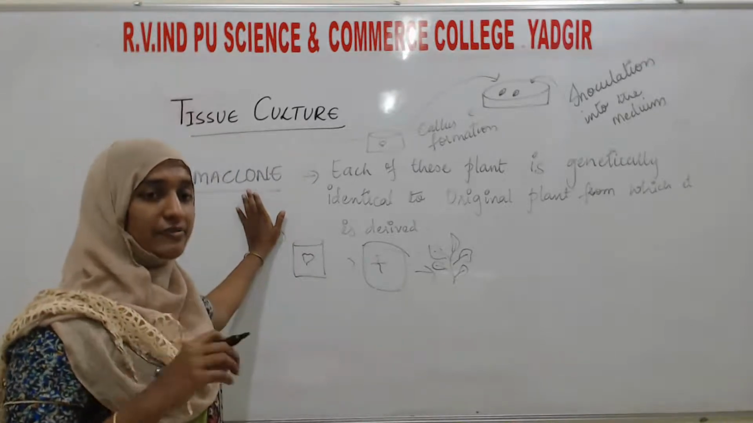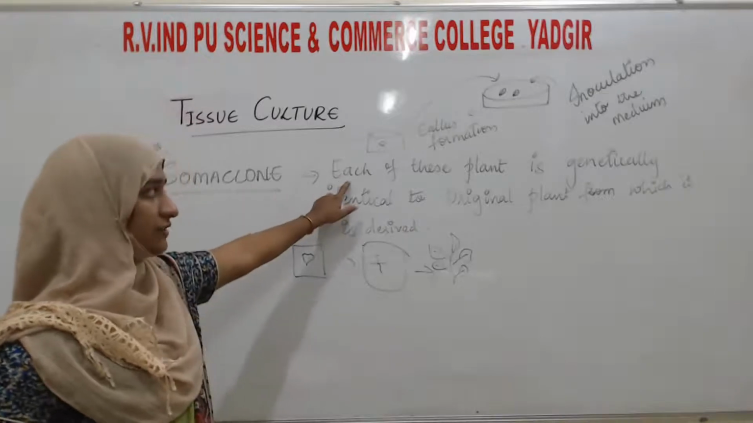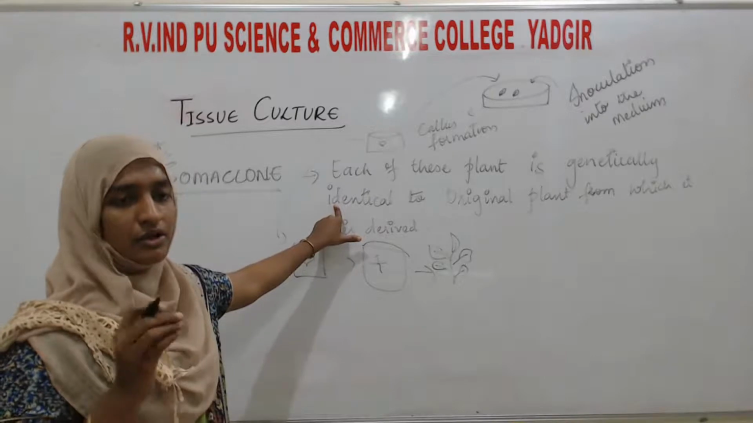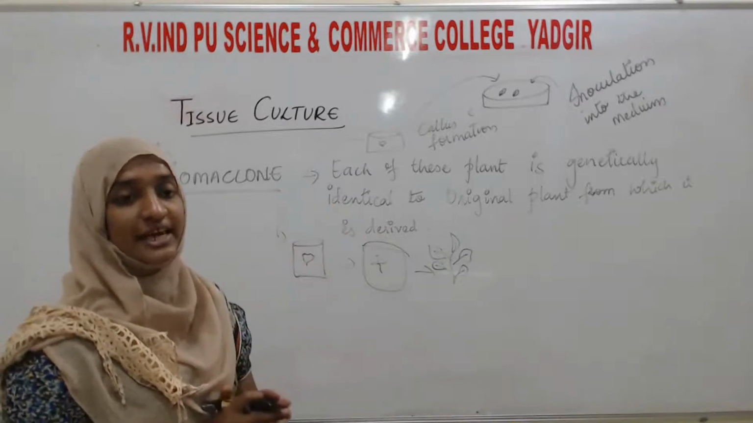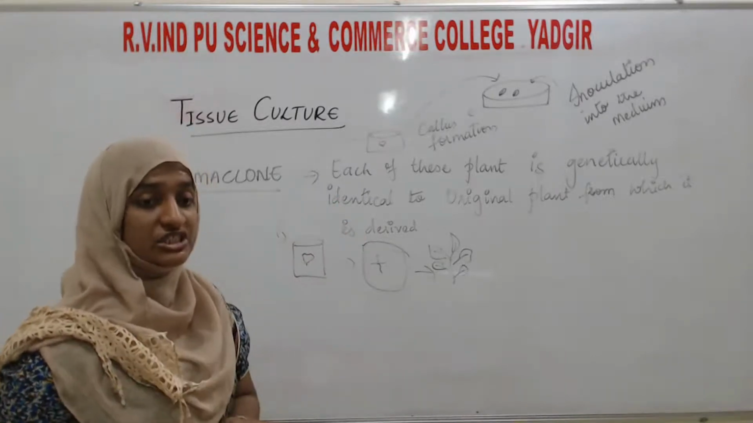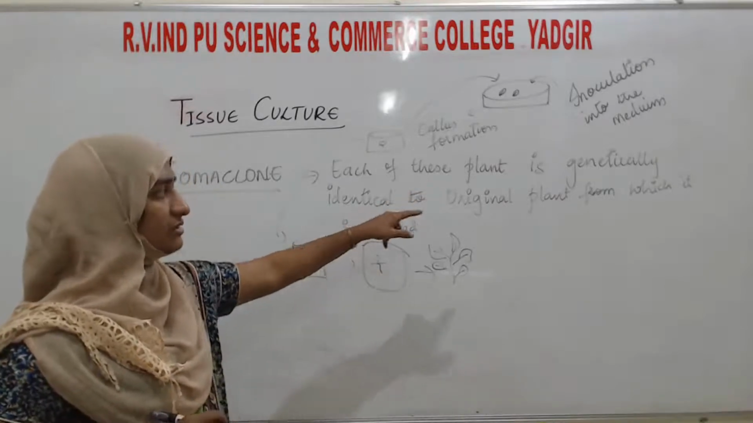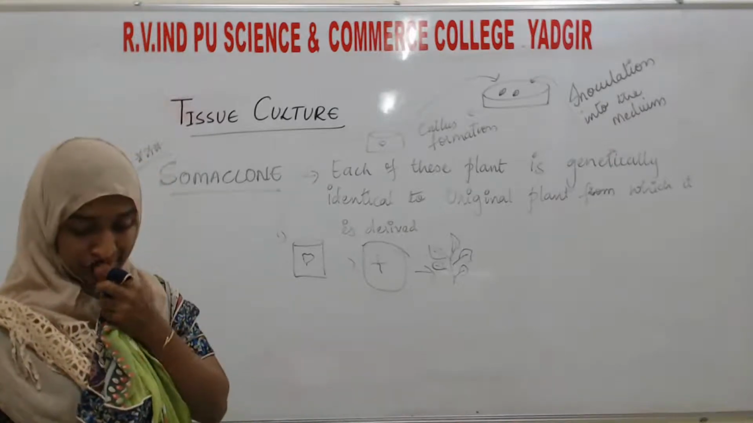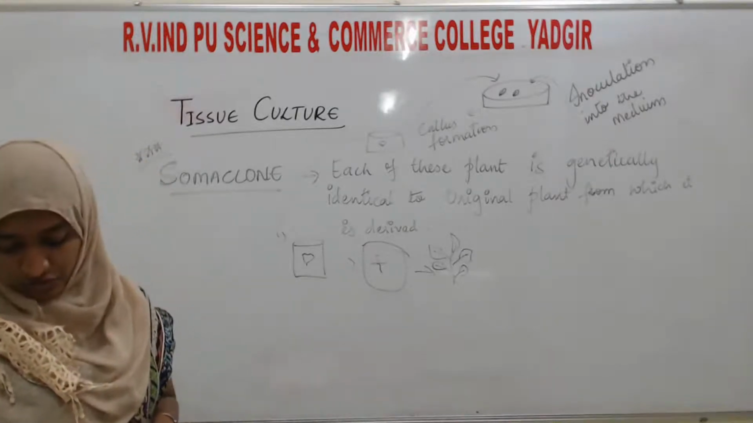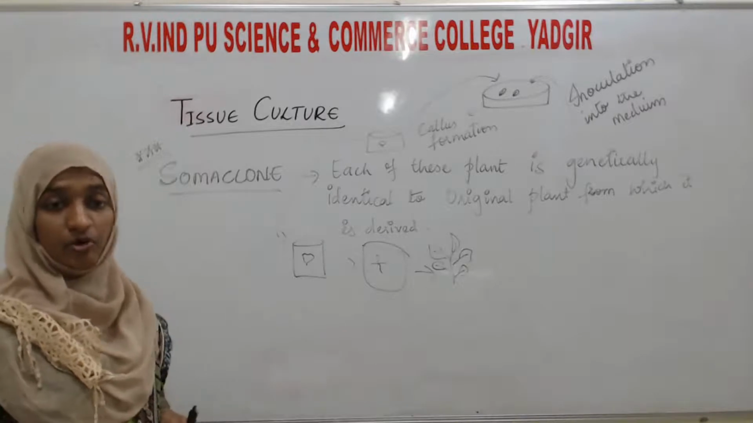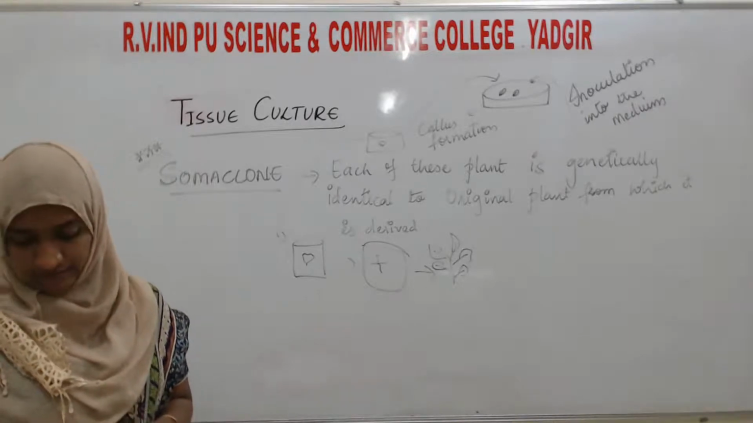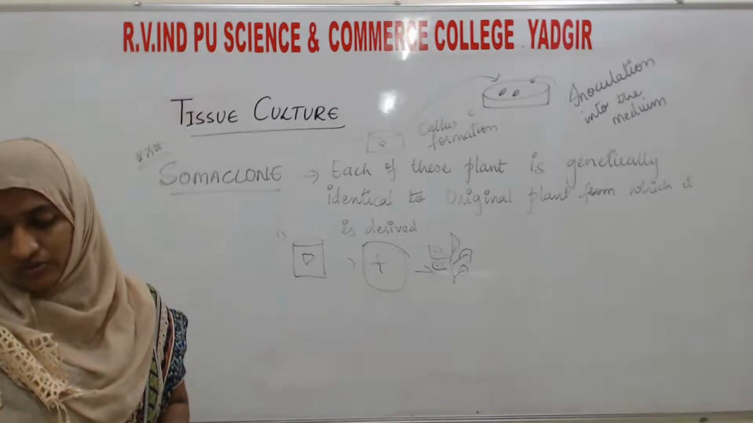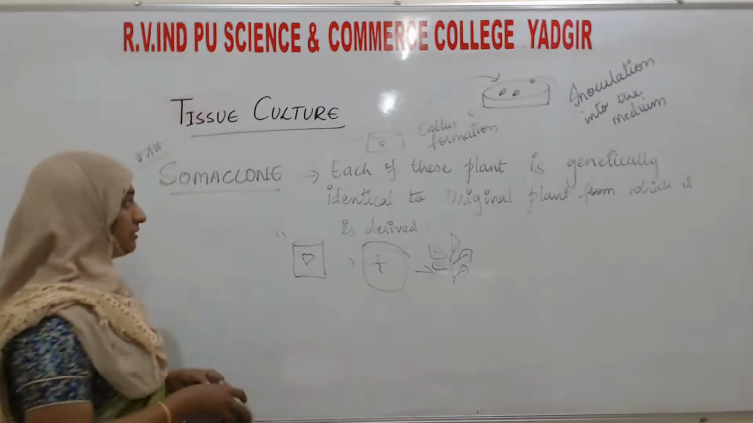They will be exact copies of their parent plant. Each of these plants is genetically identical, not only phenotypically, where you can see the morphological characters are the same, but their genes are also genetically identical to the original plant from which it is derived. That is known as the somaclone. The next term is somatic hybrids and somatic hybridization, which we will see as the last topic.